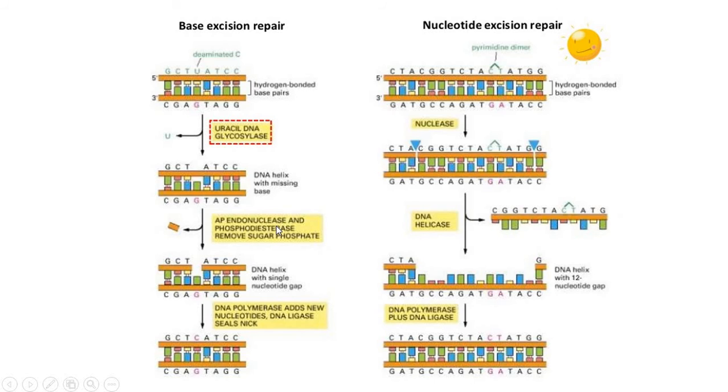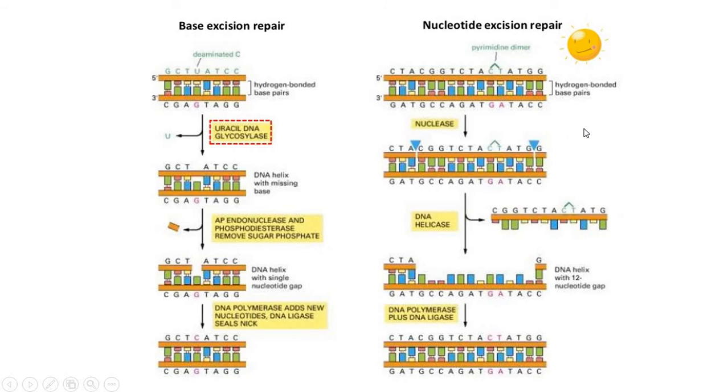Now the AP endonuclease and phosphodiesterase remove the sugar phosphate from that site as well, and they will bring a new nucleotide together. The DNA polymerase will bring the new nucleotide and add it, and ligase will seal the nick. So this is now complete. This is not bulky damage per se, it's more of a smaller damage, just a single base damage at a given time that is being repaired by base excision repair.